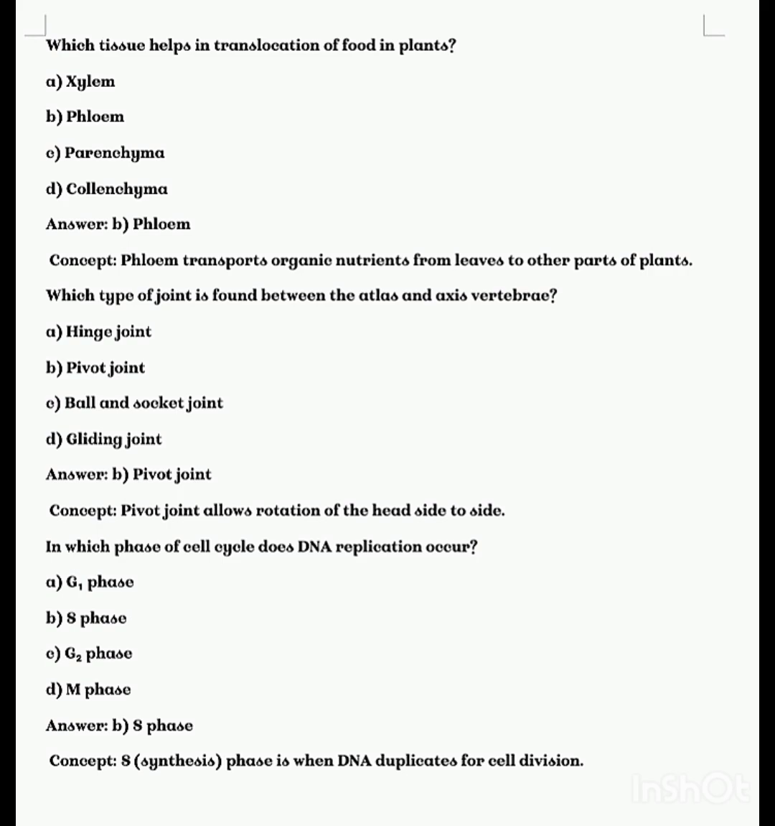In which phase of cell cycle does DNA replication occur? A. G1 phase, B. S phase, C. G2 phase, D. M phase. Answer B. S phase. Concept: S synthesis phase is when DNA duplicates for cell division.